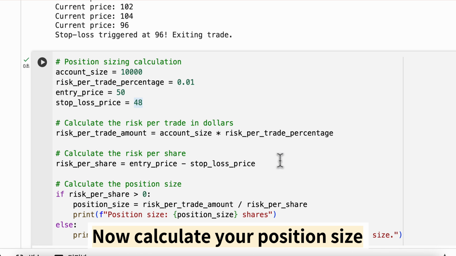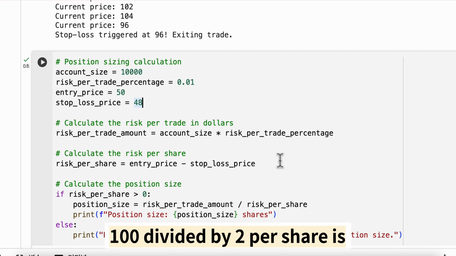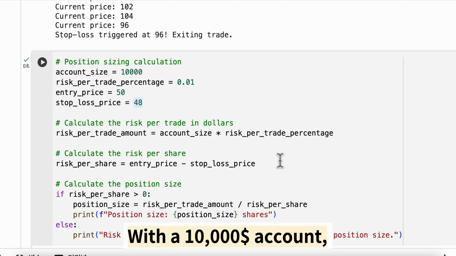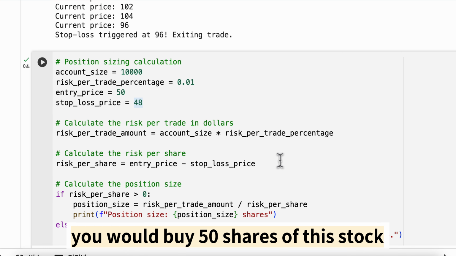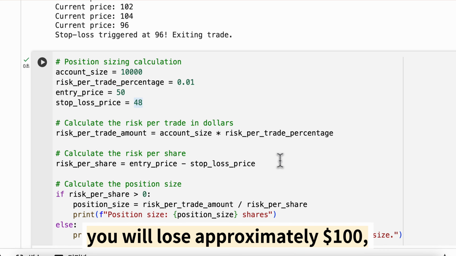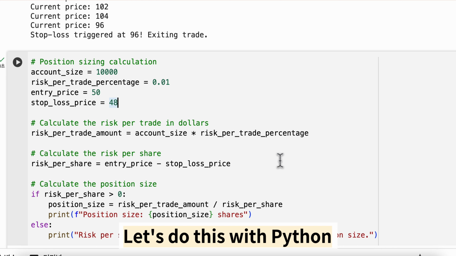Now calculate your position size. You divide your risk per trade by your risk per share. 100 divided by 2 per share is 50 shares. So what does that mean? With a $10,000 account, you would buy 50 shares of this stock. If the price drops to your stop loss at 48, you will lose approximately $100, which is exactly 1% of your account. Let's do this with Python.